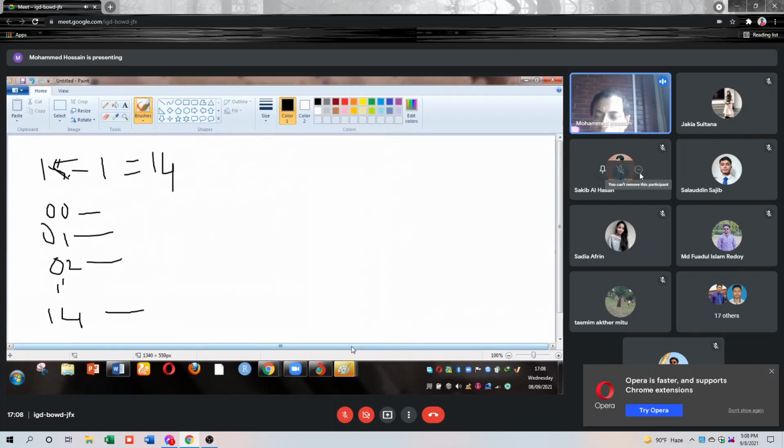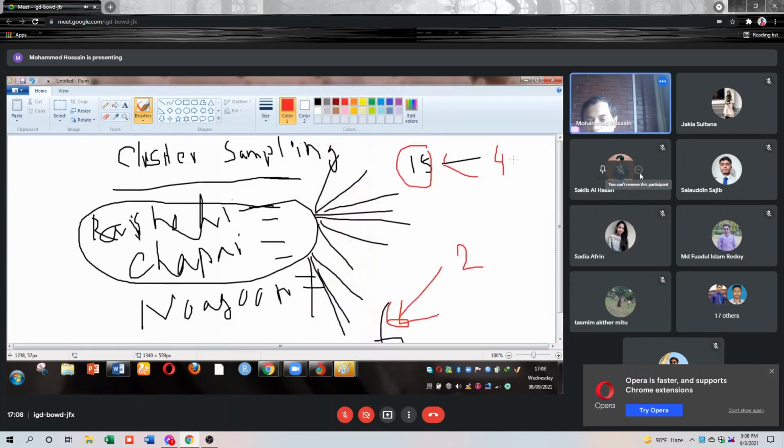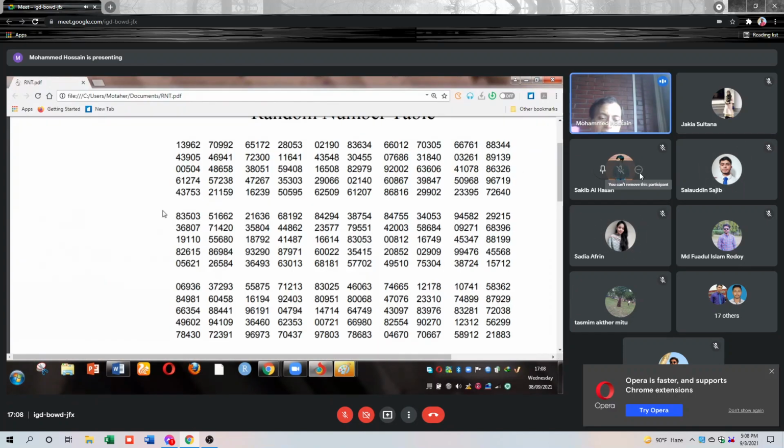Then how many upazila do you pick? Select 4 randomly out of 14 positions. How? By using the random number table. So I am starting from here. 83, is it available? No, sir.